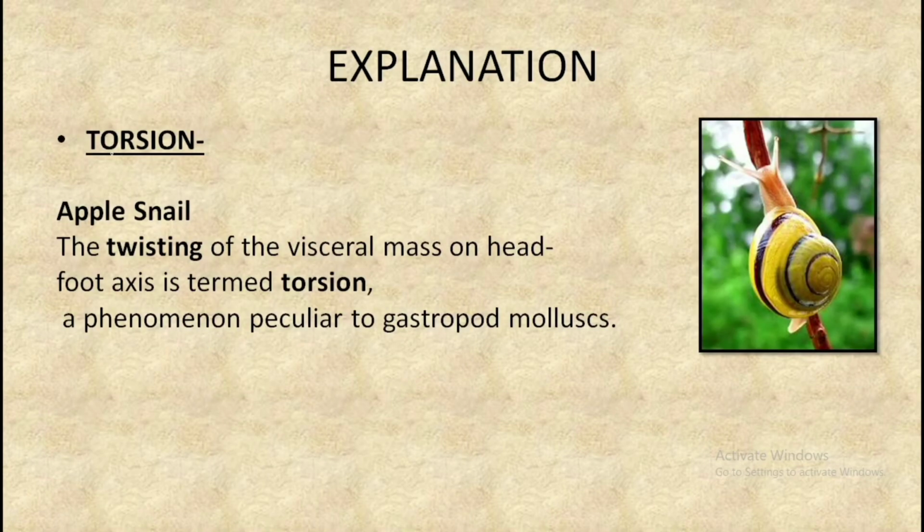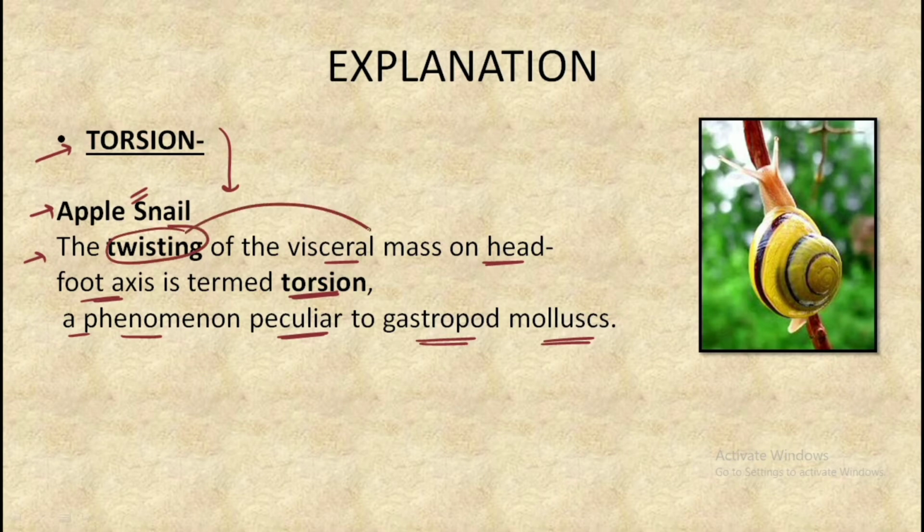So the first one is torsion. It is found in the apple snail, and what it is, the twisting of the visceral mass on the head and foot axis is termed as torsion. It is a phenomenon that is peculiar to gastropod mollusks. Instead of remembering all of this, just remember that torsion is a type of body structure that is mainly found in the apple snail, and it is a type of twisting that is mainly seen on the head and foot axis.